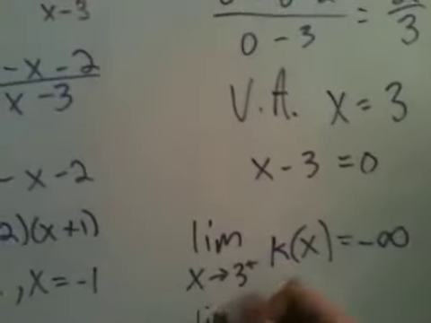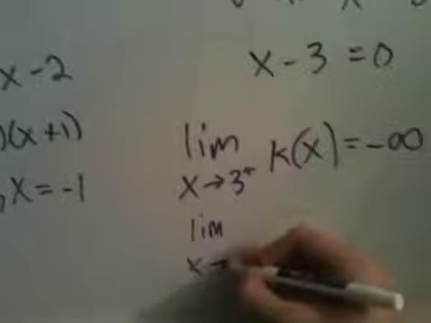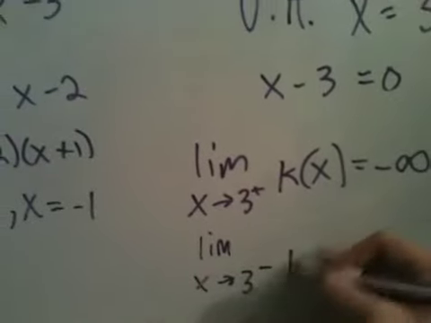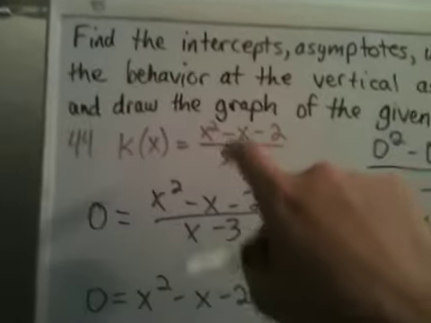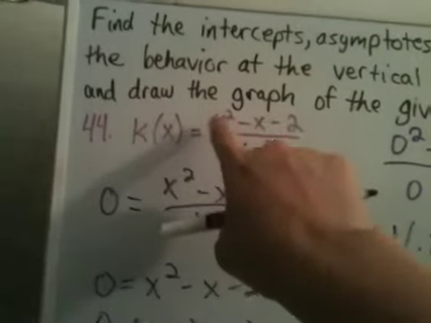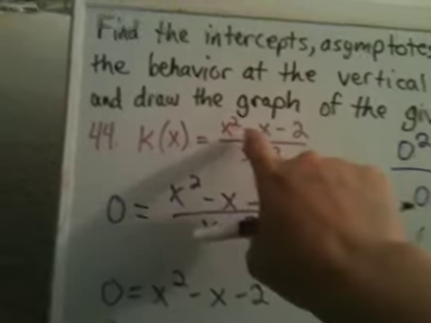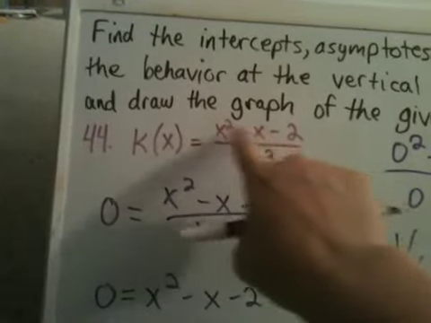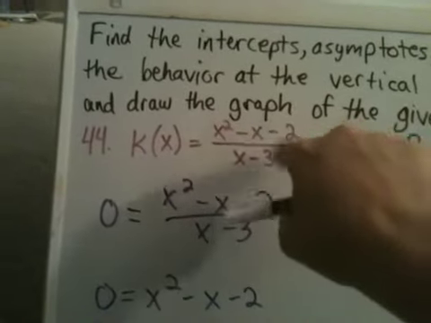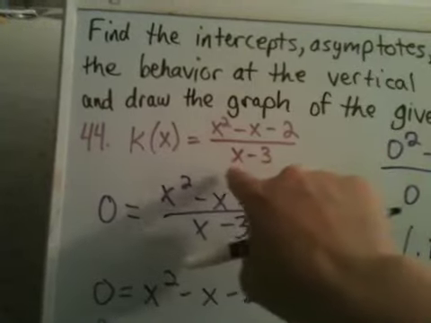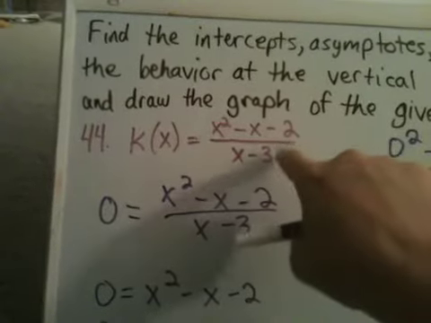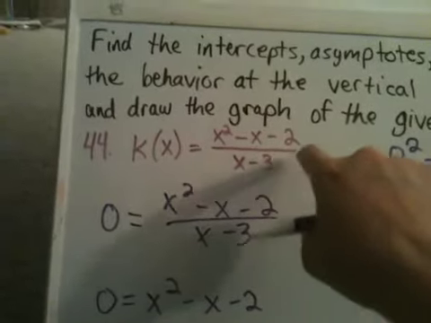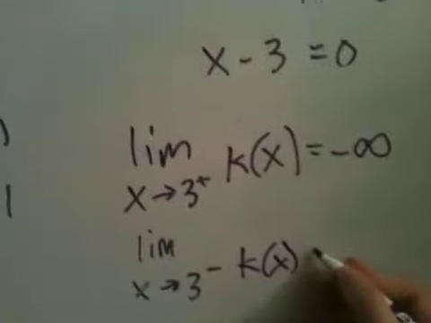Then the limit as x approaches 3 from the negative direction of our function, well, if I plug in something like 2.99, this will be a little less than 3 squared minus a little less than 3, which will cancel each other out, leaving me with negative 2. On the bottom, 2.99 minus 3 would give us negative something. So a negative over negative gives us a positive. So it'll be positive infinity.